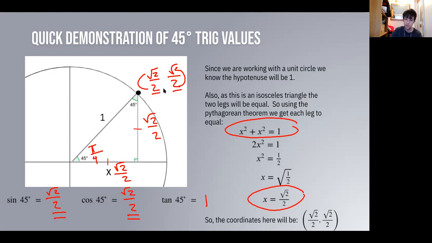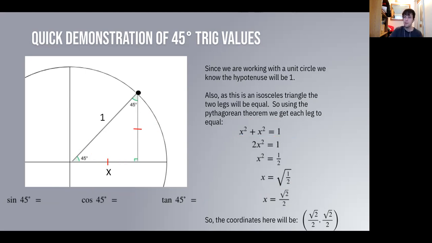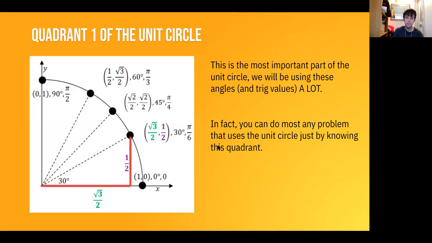The cosine is the x, the sine is the y. Anyway, let's take a look at quadrant 1, because quadrant 1 of the unit circle is the one we need to be most familiar with. All of the other quadrants and angles can be figured out based on this, because we'll find a reference angle and say, okay, for the angle in another quadrant, we can use a reference angle of 60 degrees, and then the coordinates based on that. So knowing these angles is important.